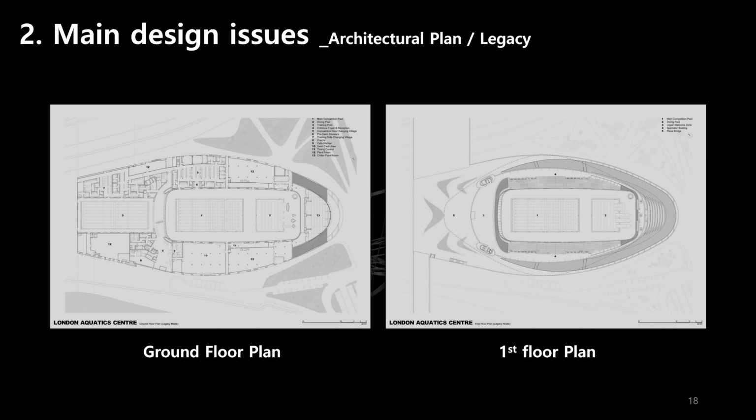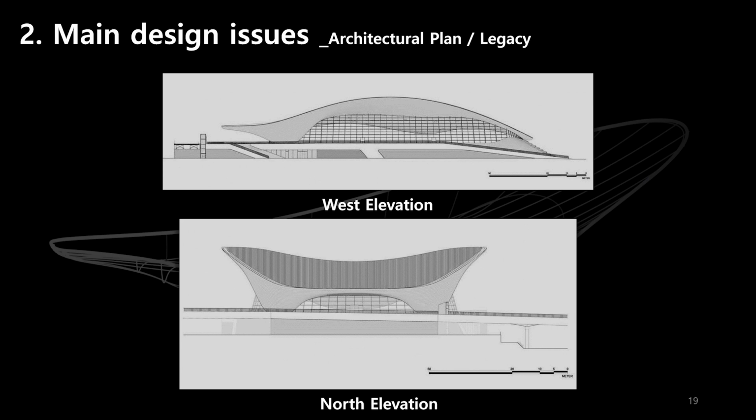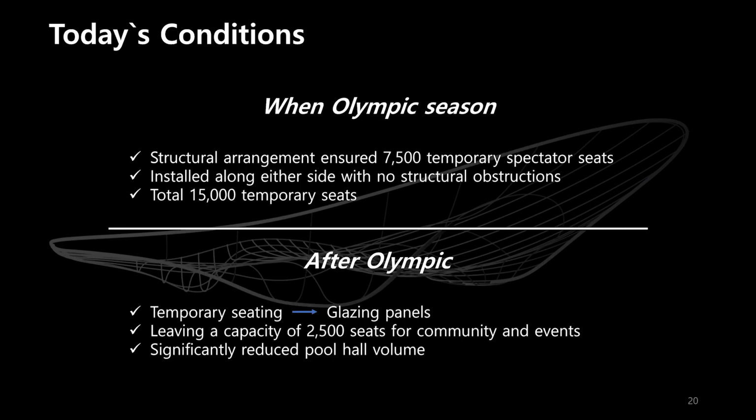This is the architectural plan of the building in a legacy mode, and elevation. The Olympic season in short is like this. This building and structural arrangement ensured 7,500 temporary spectator seats. It was installed along either side with no structural obstructions.